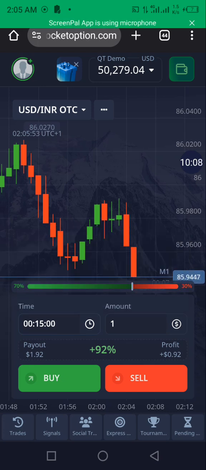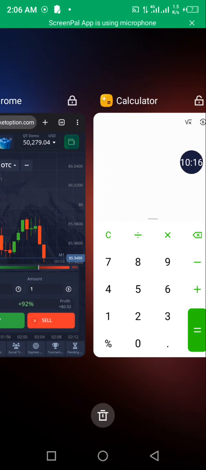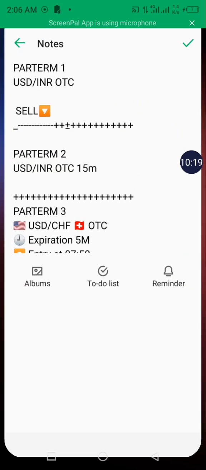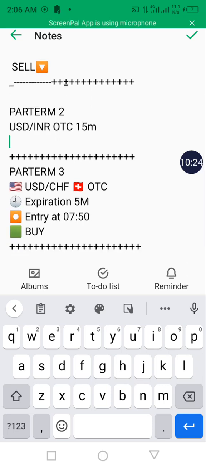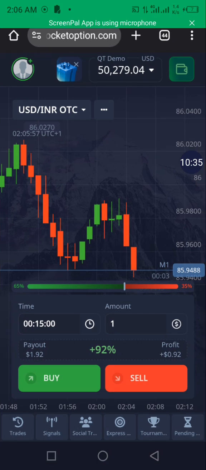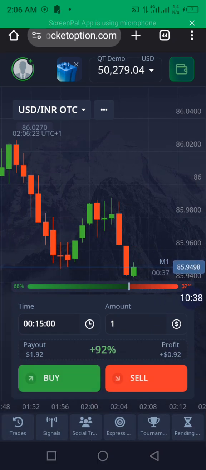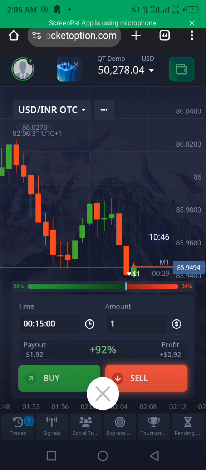Okay. And when the signal says, let me say, what is the duration of that signal? What is the duration given to us there? Let's check. 15 minutes. Okay. Assuming that the signal says buy. Let's say sell. You quickly click on the red button. Click on sell. Okay, once you click on sell, you see the trade running on the chart. This is it. It's as simple as that. Okay.